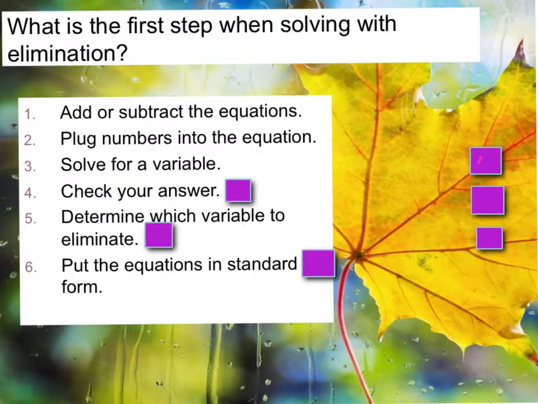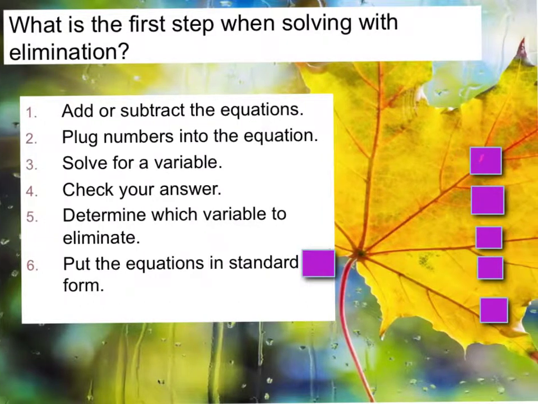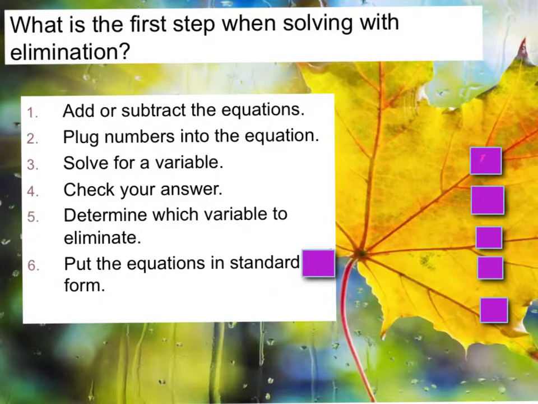Do you want to solve for a variable? No, this is elimination. Remember, you want them in standard form, but you would solve for a variable in substitution. Would you check your answer? That's kind of silly. You can't check your answer first without using the process to get your answer. Should you determine which variable to eliminate? If you say that it is step 1, you are super close, because you will have to determine which variable to eliminate soon.